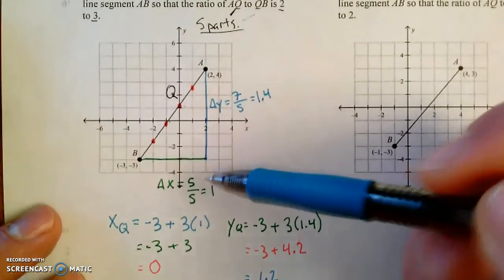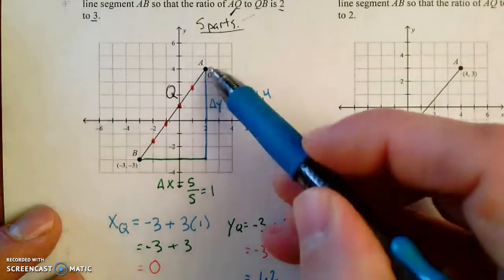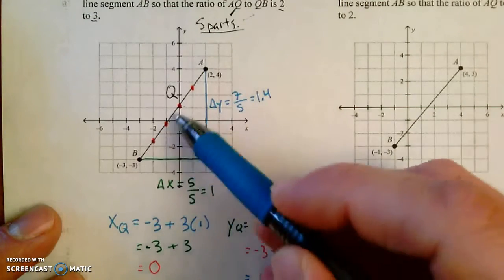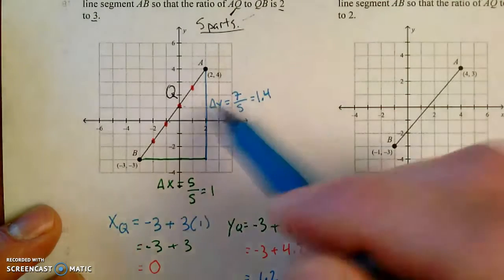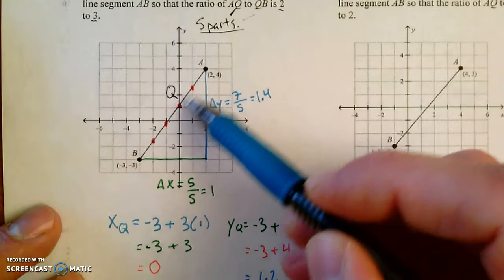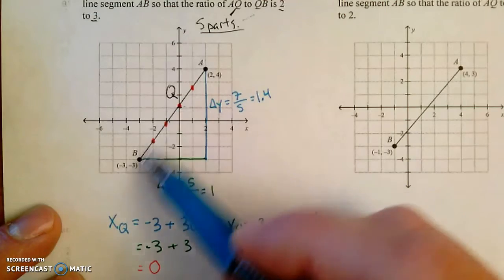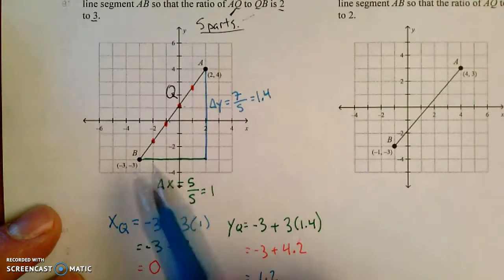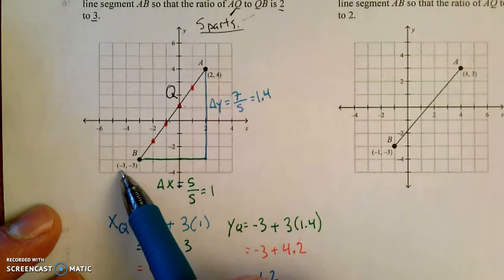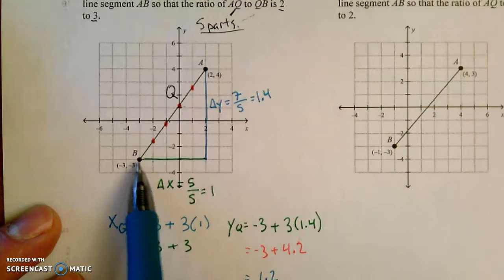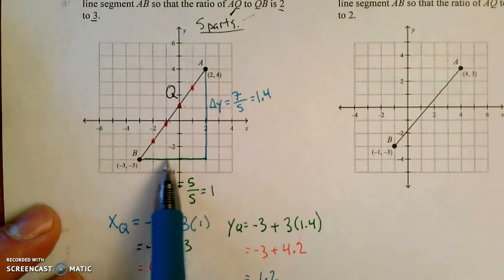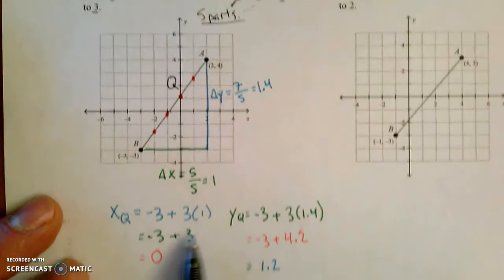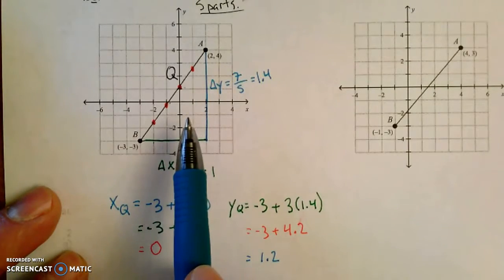So then we could find our 5 points that mark off our 5 smaller segments. 1, 2, 3, 4, 5 small congruent segments. We placed point Q so that 2 of them were between Q and A, and 3 of them were between Q and B. So we got our ratio of 2 to 3. Then to find the actual coordinates, we started with B. Its x-coordinate was -3. So to find the x-coordinate for Q, we had to move over 1, 2, 3 spaces. So -3 plus 3 steps of 1 space each gave us 0. We checked our graph to make sure that made sense.